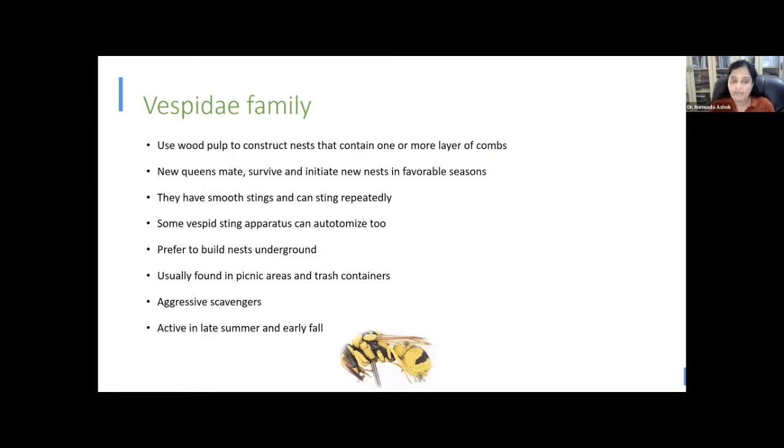And the Vespidae family, we have to be worried about because they are found in picnic areas and trash containers. And nowadays we have the habit of going to resorts on holidays, and very commonly it is the Vespidae family that is found in the vegetation, and they are aggressive scavengers. So if you intrude into the area, they are capable of stinging repeatedly. So they are very aggressive.